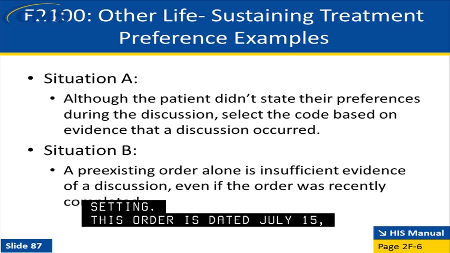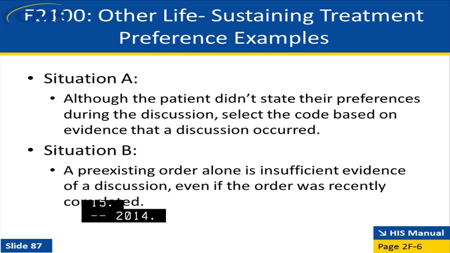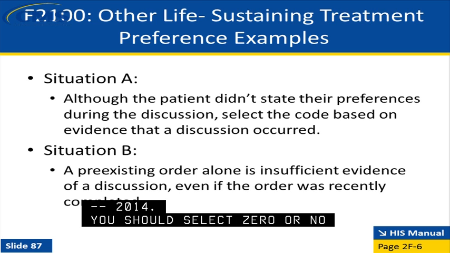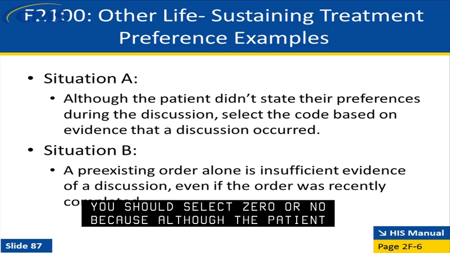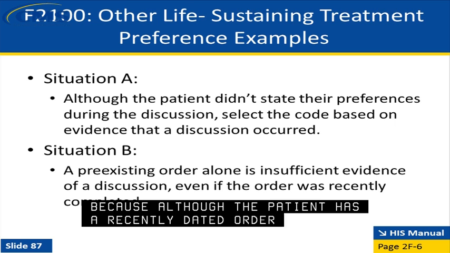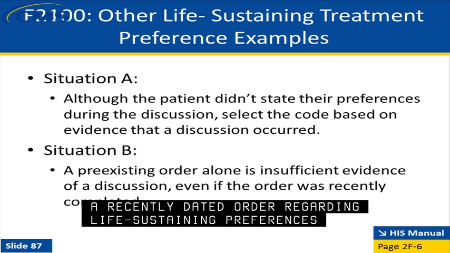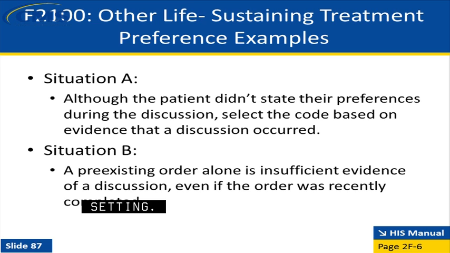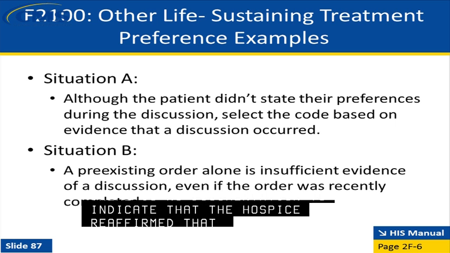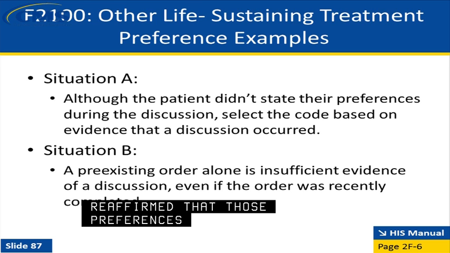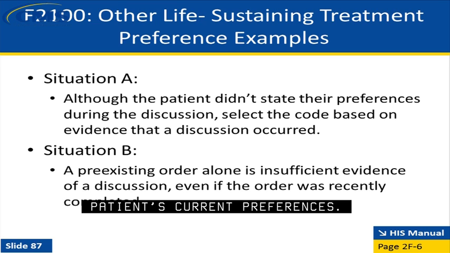In this case, for F2100A, you should select 0, or no, because although the patient has a recently dated order regarding life-sustaining treatment preferences, it was signed in another care setting prior to the patient's admission to the hospice. There is no documentation in the hospice clinical record to indicate that the hospice reaffirmed that those preferences are still the patient's current preferences. In this case, for F2100B, you would not enter a date, and you would skip to the next item, F2200, hospitalization preference.